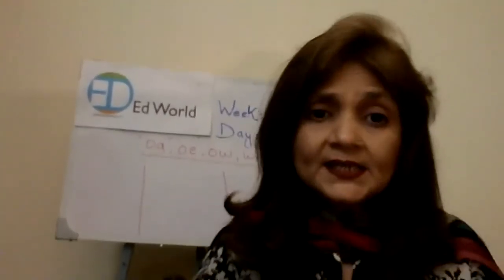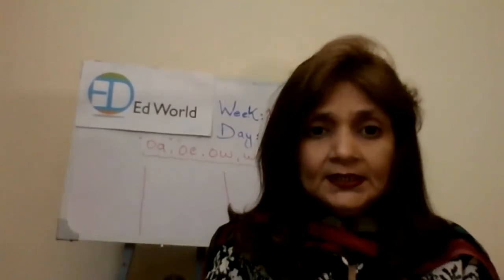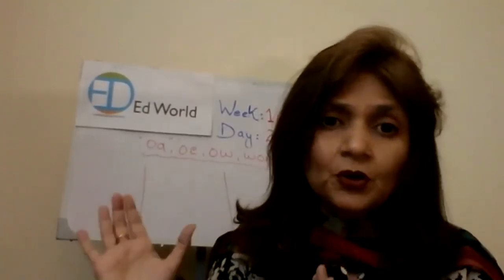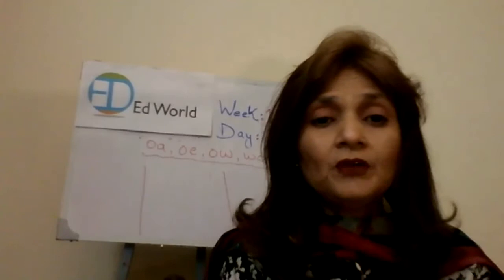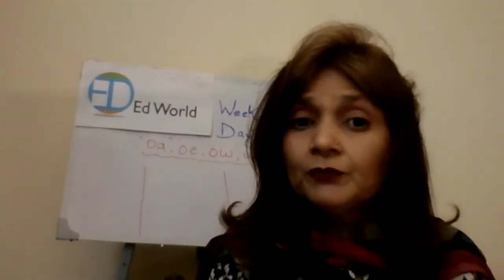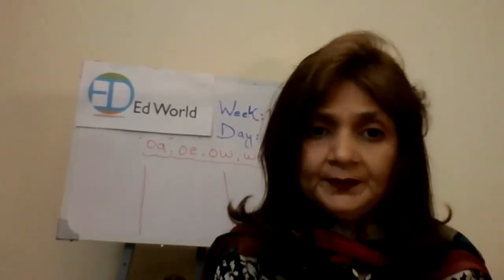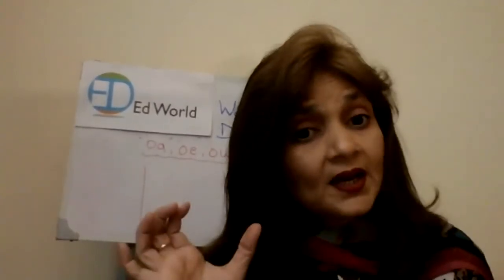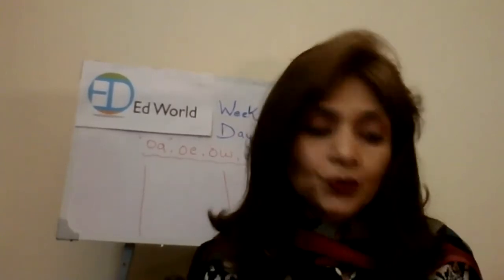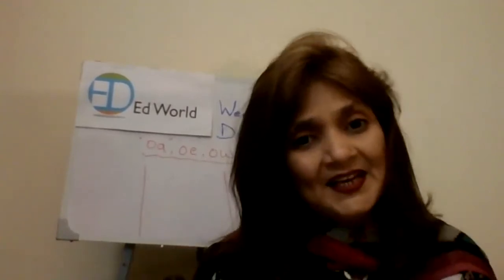Our second task for today is about OA, OE, and OW words. Now, what happens, class, is that the sound of these words is the same. Like the word road. What is the spelling of road? R-O-A-D. Road, shown, hope. All these words have OA, OE, and OW. Their sounds are the same. Like toe, coat, road, blow, snow, rope. They have the same sound.